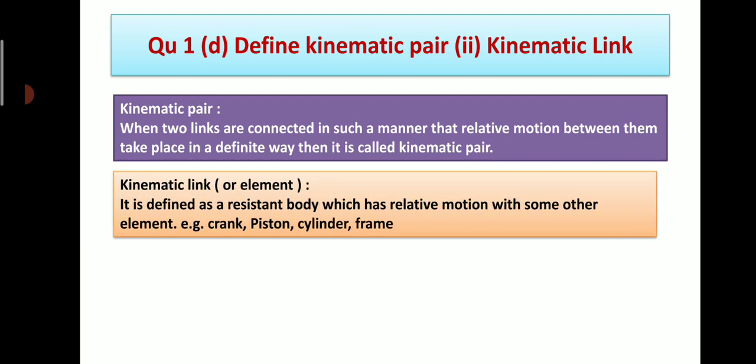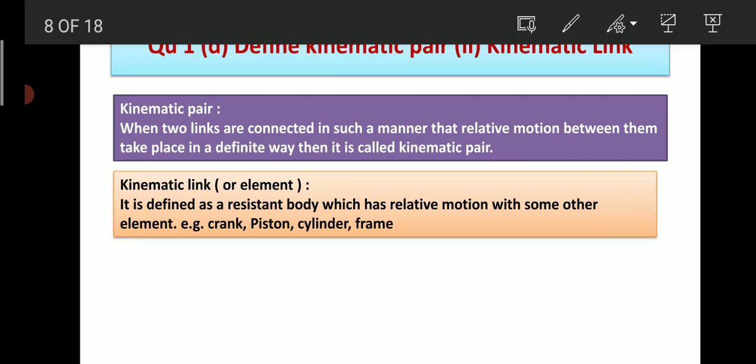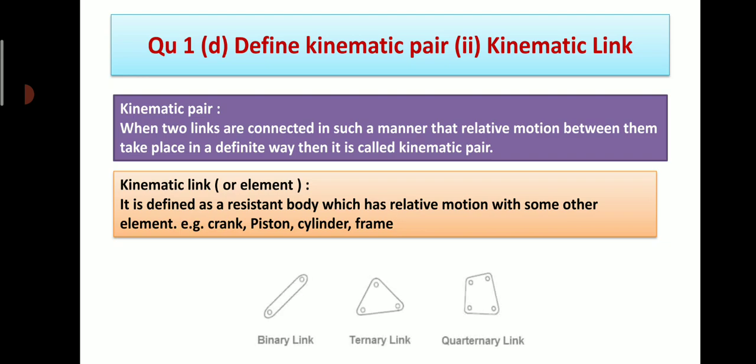What is kinematic link or kinematic element? It is defined as a resistant body which has relative motion with some other element. Examples of kinematic links are crank, piston, cylinder, frame. So here in this sketch you will see the representation of kinematic links: binary link, ternary link, quaternary link. These are some of the types of kinematic links.